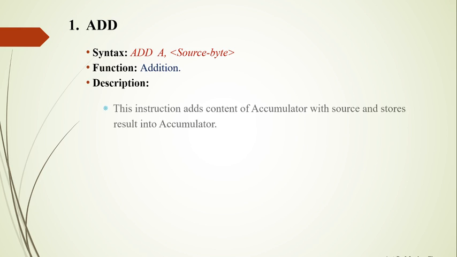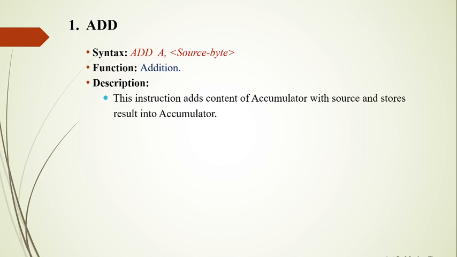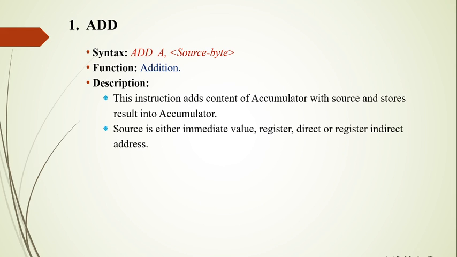So let's see the first mnemonic, that is ADD. Syntax is ADD A, source byte. For all the arithmetic instructions, the destination operand must be the accumulator. The function performed by this instruction is addition. It adds the content of the accumulator with a source and stores the result into the accumulator. The source is either an immediate value, a register, or a direct or register indirect address. During execution, the overflow flag, auxiliary carry flag and carry flag may be affected.